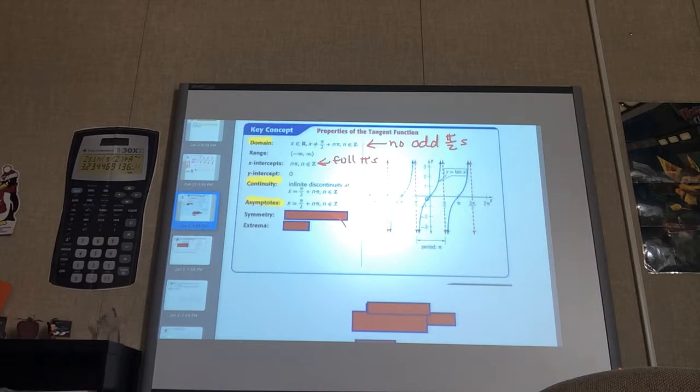The symmetry is odd. So what we know about odd functions.